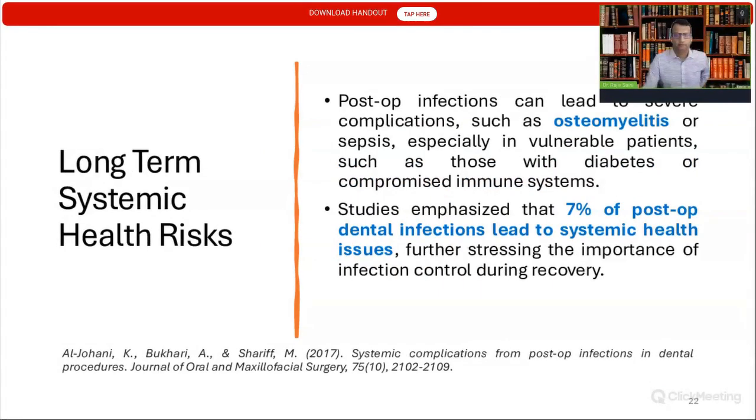The third important aspect is long-term health risk. A post-op infection is not confined only to the dental cavity or the particular dental socket where we did the procedure, but it can extend beyond the dental operatory and affect your systemic health as well. Complications include osteomyelitis, bacterial endocarditis, preterm low birth weight in pregnant women, airway obstruction, sinus infection, and so on. 7% of post-op infections can lead to systemic health disorders. That's a huge number, especially if we are dealing with a vulnerable population, such as a cancer survivor or a diabetic patient. These numbers will go even higher. So it is very important to understand that post-op infections are not confined to the oral cavity, but affect systemic health as a whole.